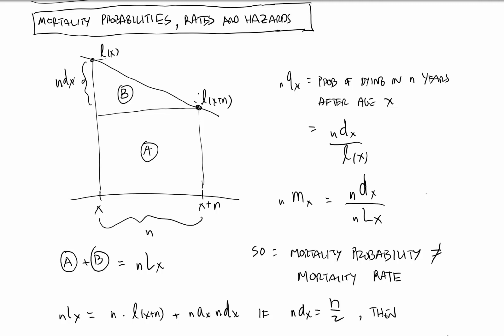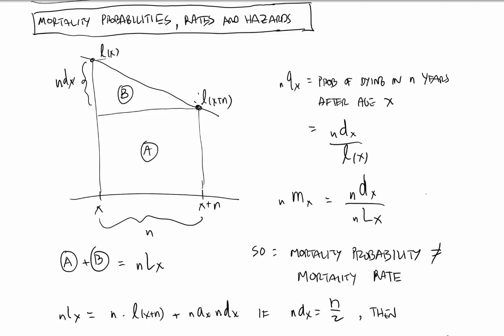Okay, we're going to talk about mortality probabilities, mortality rates, and hazards. And we start off with this figure, this diagram that you've seen several times before. It's a figure of the l(x) curve. You know that the area A plus the area B approximates the nLx.